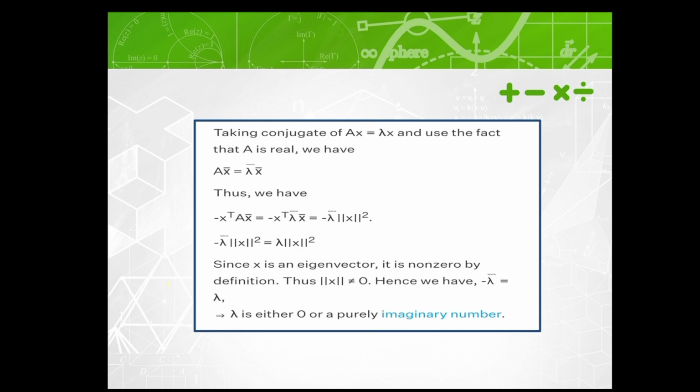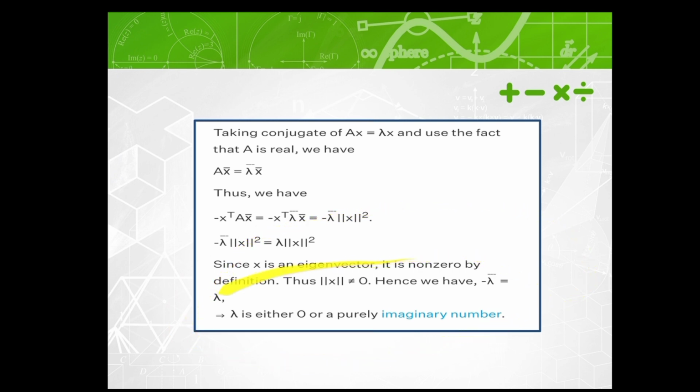Since x is an eigenvector, it is non-zero by definition. Thus modulus x is not equal to 0. Hence we have minus lambda bar is equal to lambda. From this we can conclude that lambda will be 0 or a purely imaginary number.